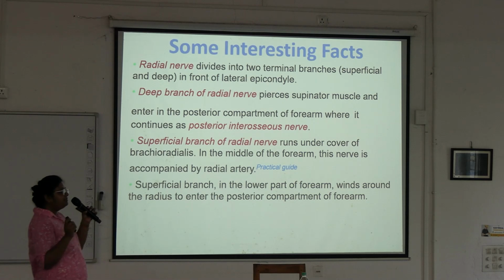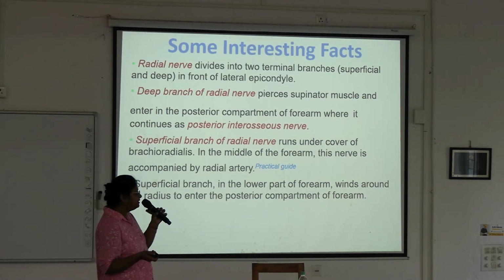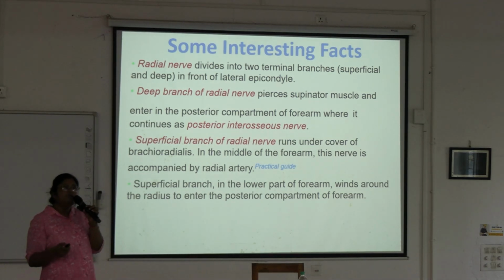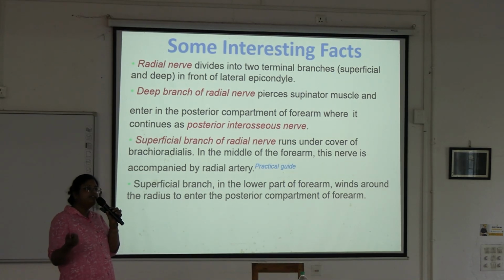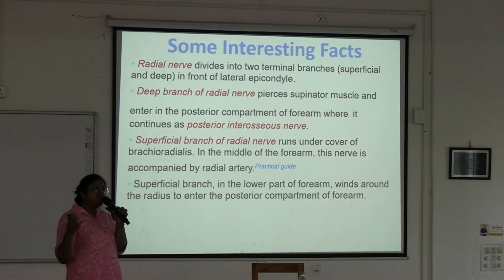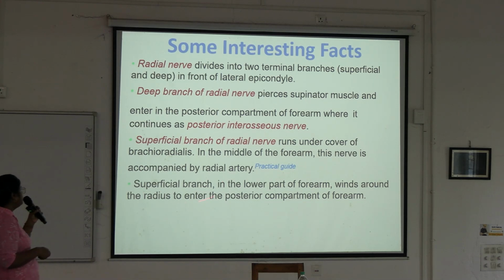Okay, almost 7 centimeters above the styloid process of the radius, it winds round the radius and enters the posterior compartment. It will supply the dorsum of the hand and the dorsum of the lateral 3.5 fingers. So this is the supplying area of the superficial branch of the radial nerve.